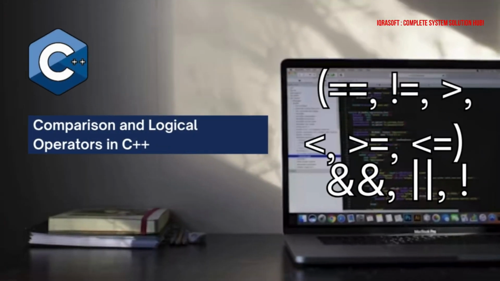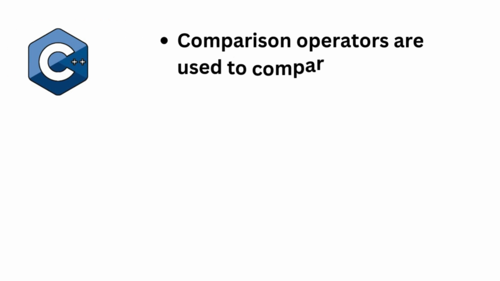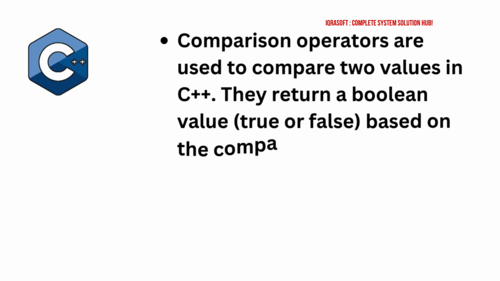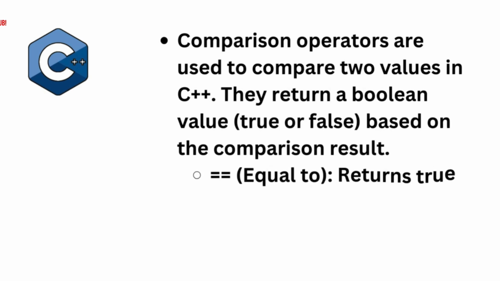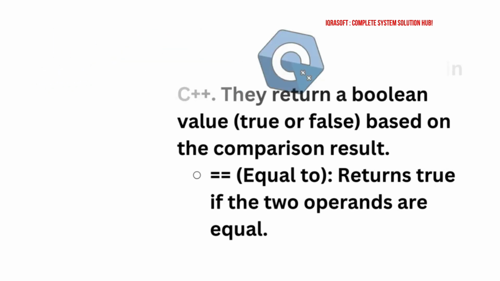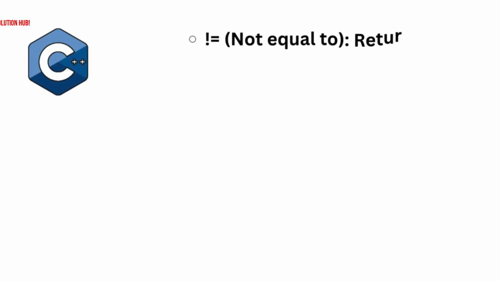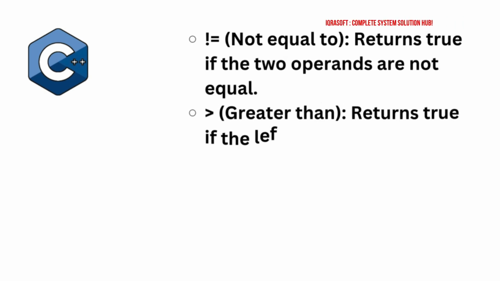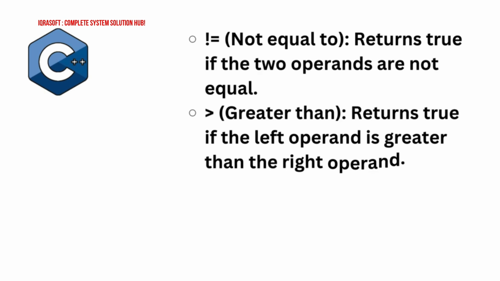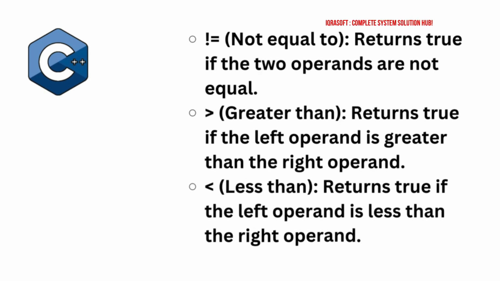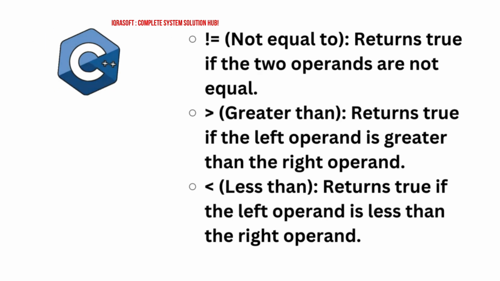Comparison and logical operators in C++. Comparison operators are used to compare two values in C++. They return a Boolean value, true or false, based on the comparison result. Equal to (==), returns true if the two operands are equal. Not equal to (!=), returns true if the two operands are not equal. Greater than (>), returns true if the left operand is greater than the right operand. Less than (<), returns true if the left operand is less than the right operand.